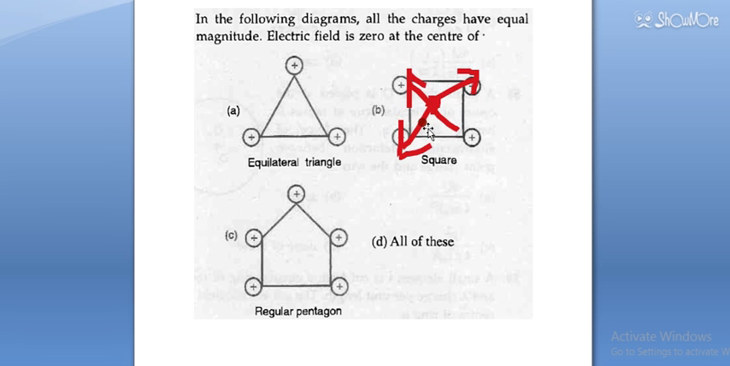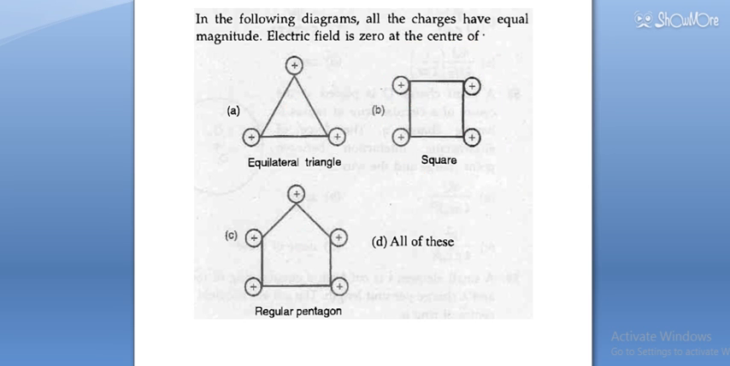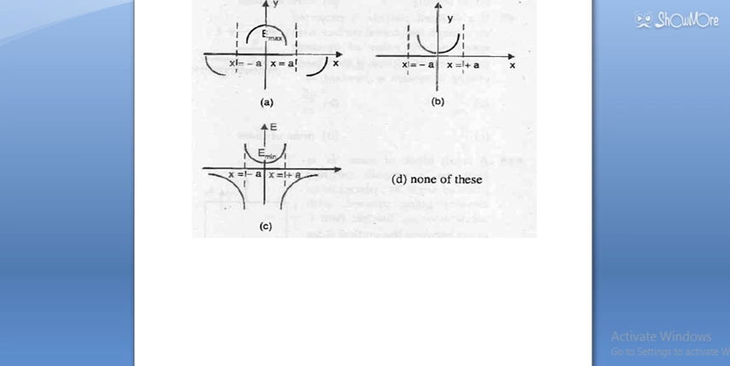If you have not seen it, then in the case of this equilateral triangle, the electric field at this point is not 0. In the case of this pentagon also, the electric field at this center is not 0. So only in the case of a square the electric field at the center will be 0. So I hope this question is clear to you. Now moving to the next question.